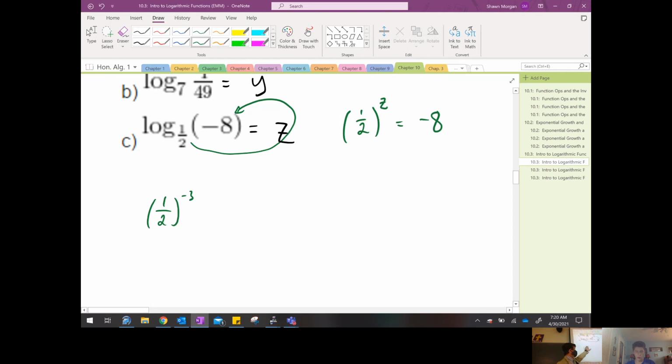Now, I happen to know that 1/2 is what kind of number? It's a positive number. It is a fraction, but it is a positive number.